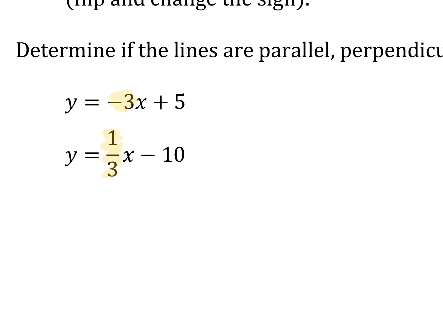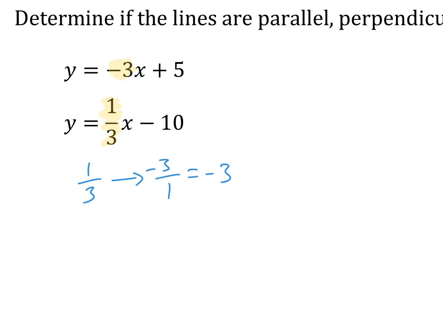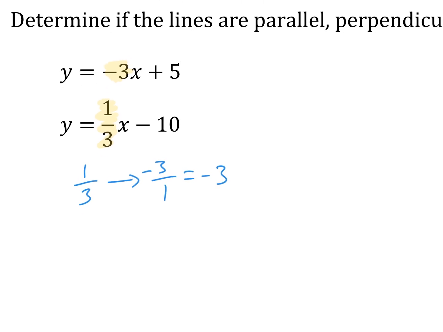Okay, now let's check to see if they're perpendicular. So 1/3, the opposite reciprocal, would be 3 over 1, and then make it negative. Well, negative 3 over 1 is negative 3, so these lines are perpendicular. These lines are perpendicular because their slopes are opposite reciprocals.